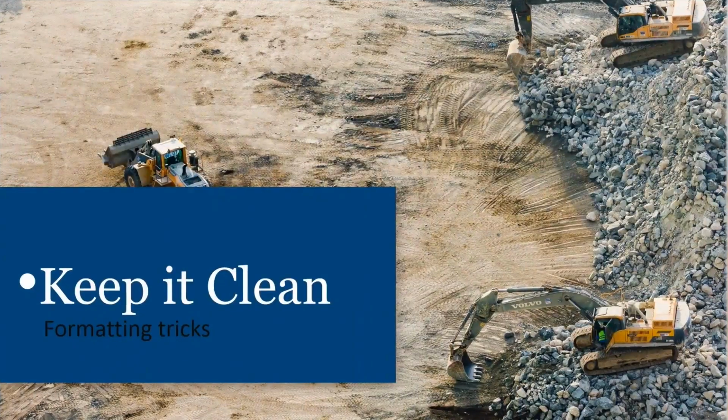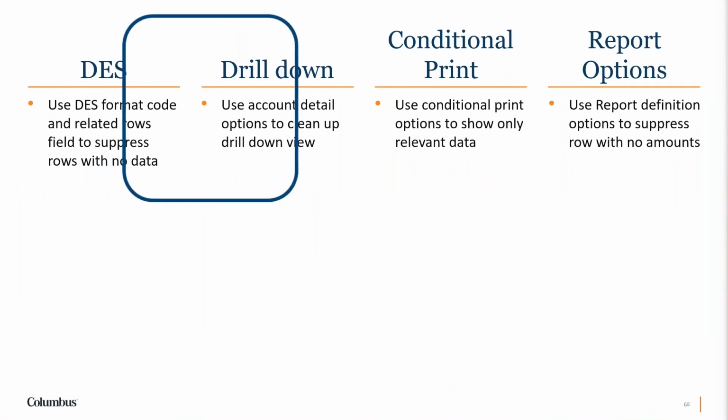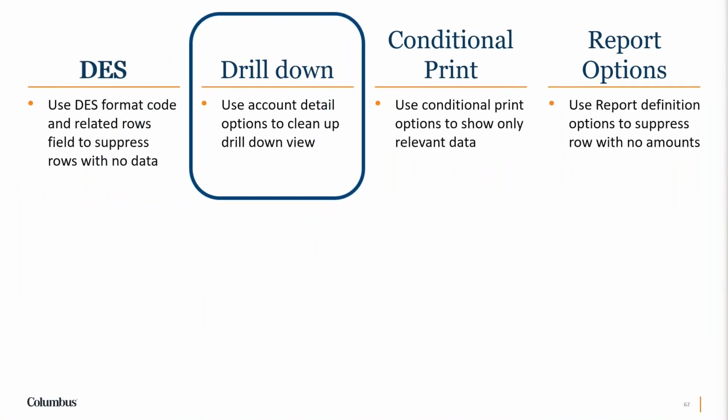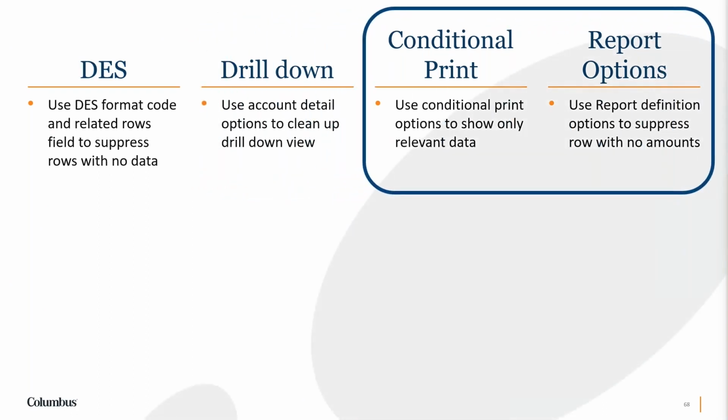With these next set of tips, we're going to make the report work for us by formatting the report dynamically based on things that happen in the report. Things like hiding description lines, changing the format when you drill back to the account and transaction detail, and only showing relevant data through conditional printing or only rows with data.